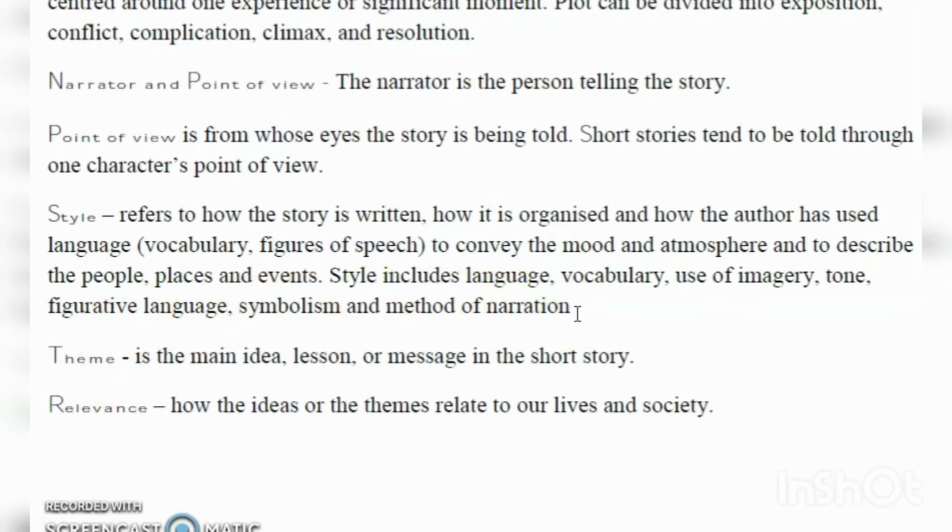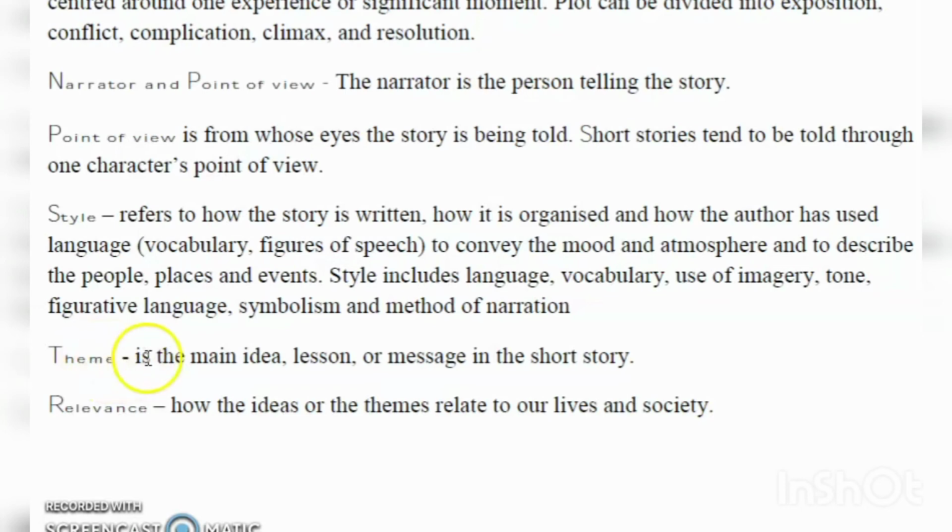Another way style can be shown is through direct quotes. So sometimes when there is a lot of conversation, it gives you a real-time experience of how the story is being told. Theme, please take note, theme is a common question that comes in external papers.